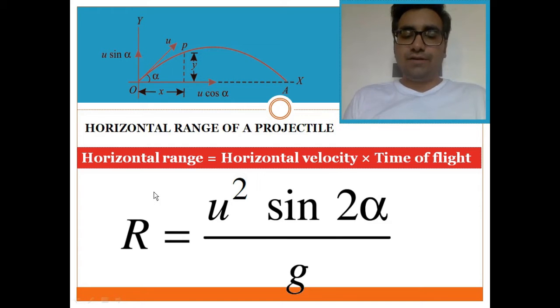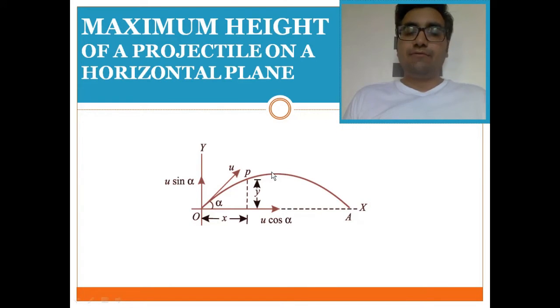So far we have derived the equation of the path of projectile. Second is time of flight, which is 2u sin alpha upon g. Third is range, u square sin 2 alpha upon g. And now the last one is the maximum height. As we have already discussed, when the particle reaches the maximum height, the final vertical velocity becomes 0.